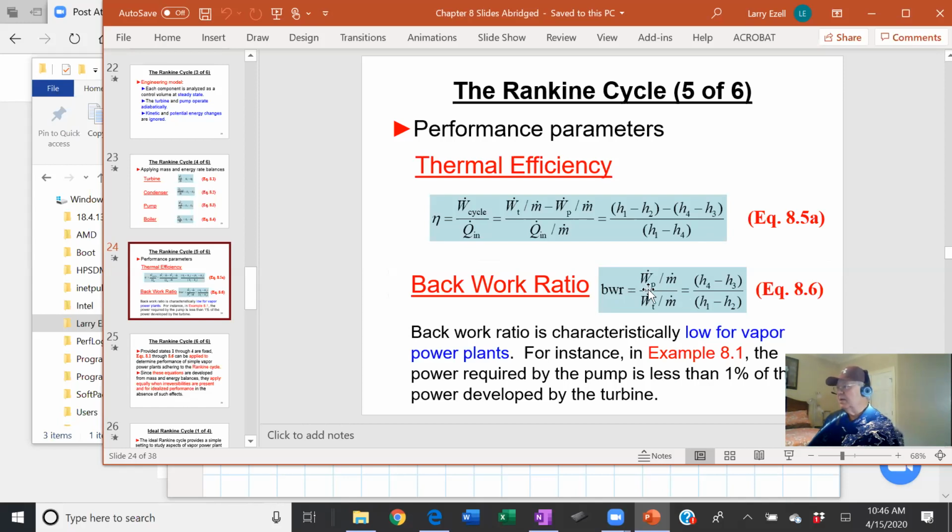Now again, the turbine doesn't drive the pump. It's a separate electric motor driving the pump. But it's useful to look at what percentage of the work of the turbine has to be provided to drive the pump. And like I say, it's usually less than 1%. In fact, he says the power required by the pump is less than 1%. But it has to be taken into account to get the right number.